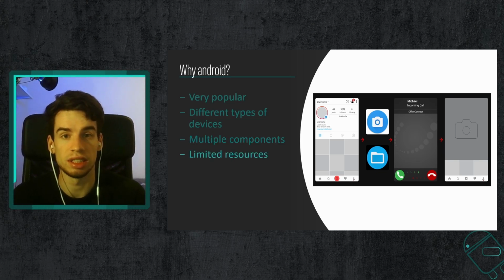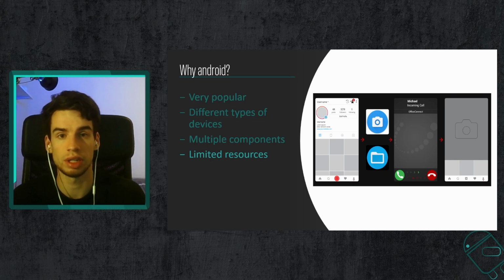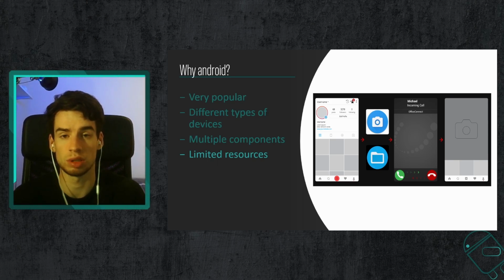And last but not least, when we're developing for mobile phones, we have limited resources. Things like storage and things like battery are some things that you don't really want to waste a lot of. And thus you want to make your app as efficient with the resources as possible.